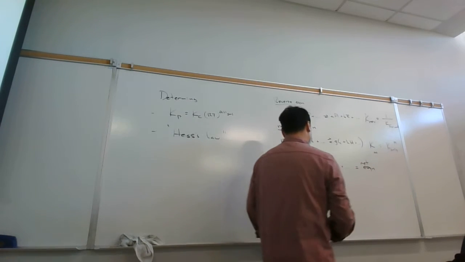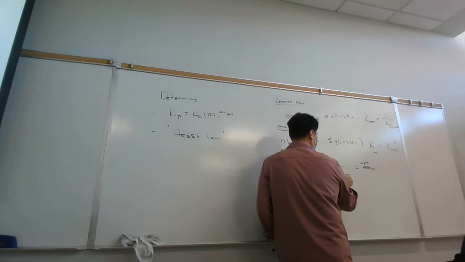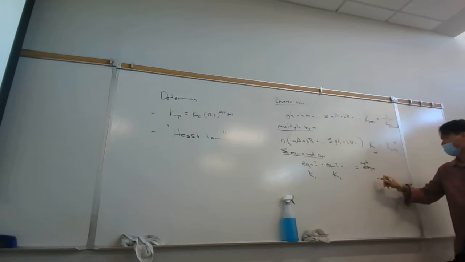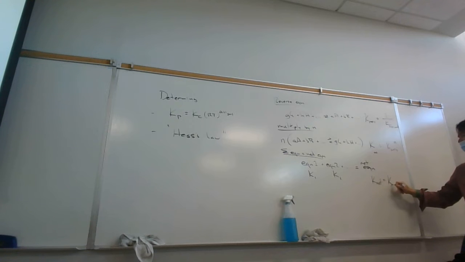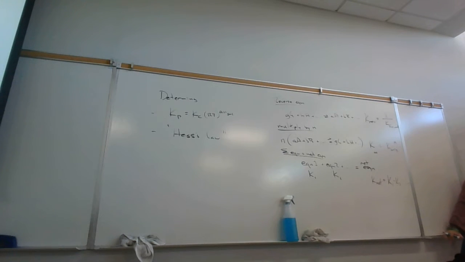Net equation. Now equation 1 is going to have a K value, K sub 1. Equation 2 is going to have a K value, K sub 2. And so the K for the net equation is just equal to the product of the K's. So it's going to be K1 times K2 times dot, dot, dot. And so rather than adding, we multiply. And so that's another major difference.